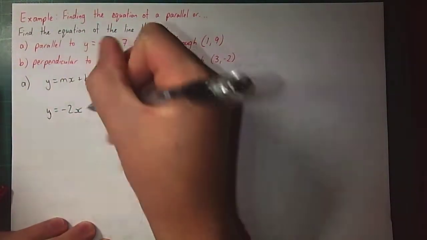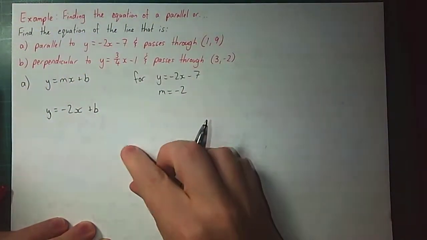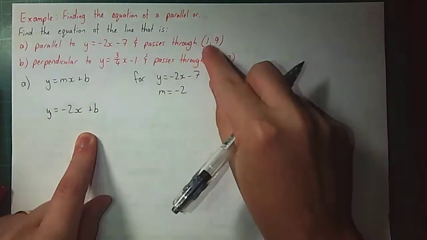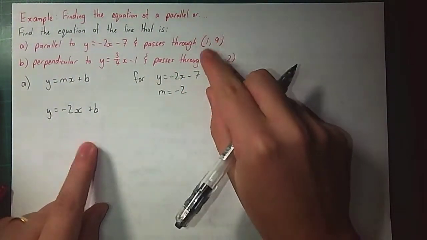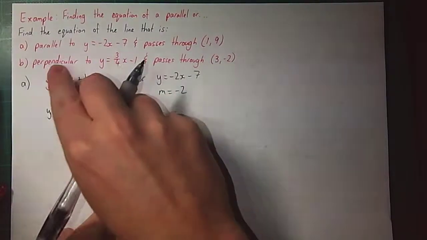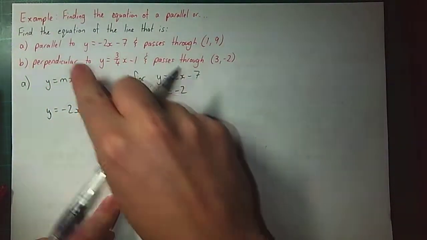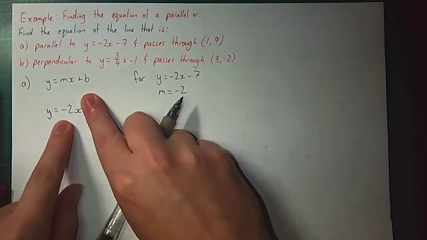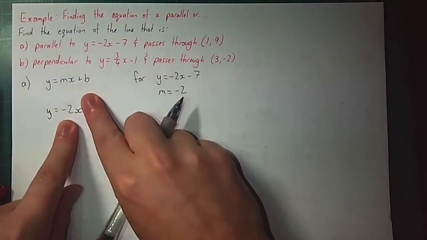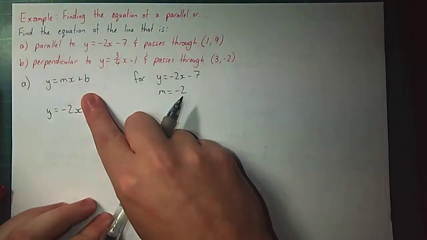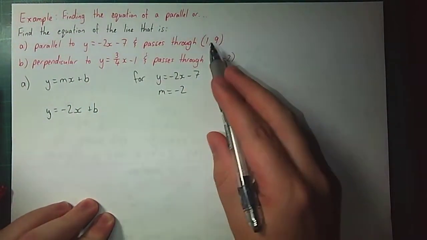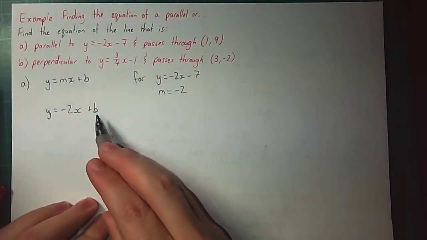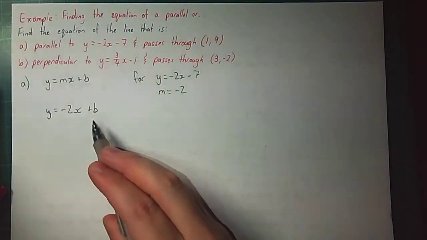Okay, but we still don't know what the b is. And the reason why is because it needs to pass through (1, 9). Now, if it just said find an equation that's parallel to this line, we could just say y equals minus 2x, because that's a line that's parallel as they have the same gradient. But the problem is that if it needs to pass through this point, we need to know what that number is. And it may be 0, but it may not be 0.